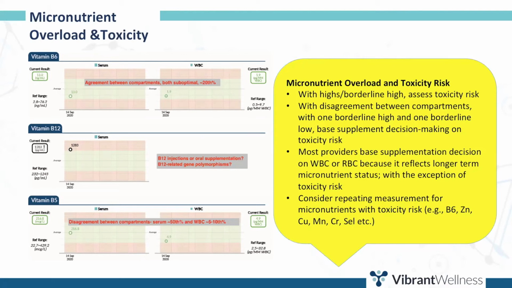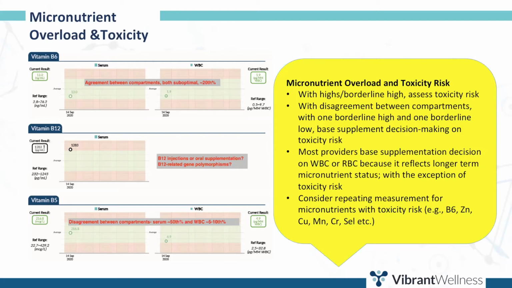With disagreements between compartments, most often I say base your supplementation decision-making on toxicity risk. Most providers will base supplementation either on the white blood cell level or the red blood cell level, because it does reflect longer-term micronutrient status. So if you have a low micronutrient level in your white blood cells or red blood cells, most often we'd say supplement. However, if you've got disagreement and you've got a high serum, we might not want you to supplement.